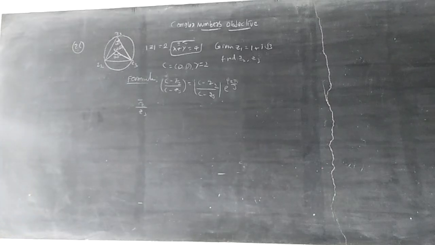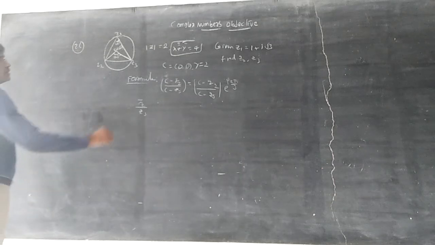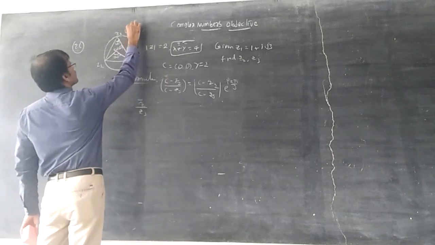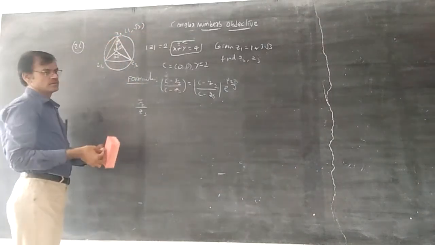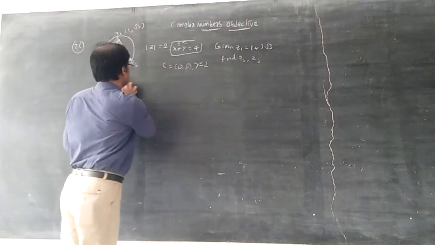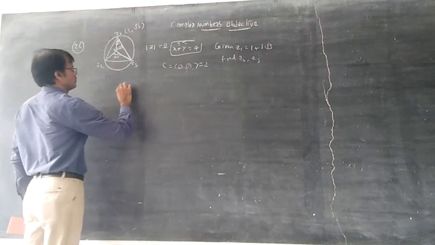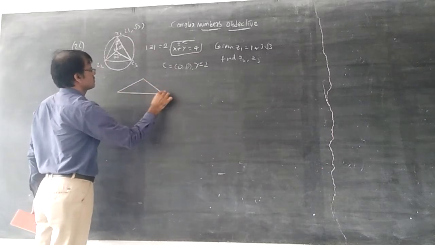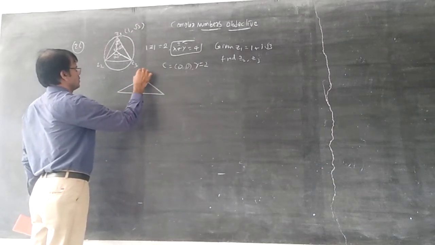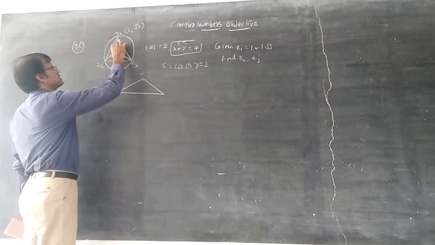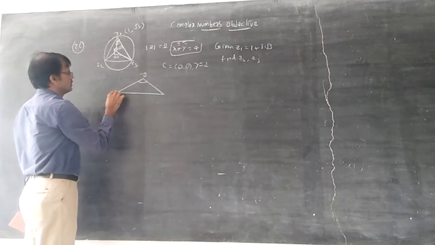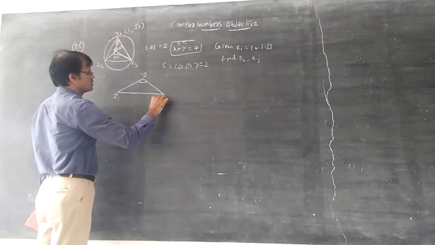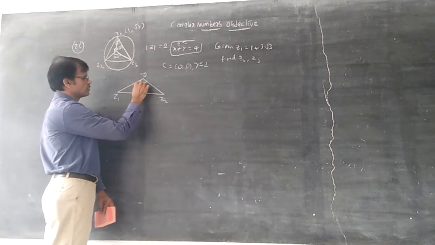Z2 by Z3 is not correct, students. One is given. So Z1 we can write 1 comma root 3. Use this concept. Here this is also 120. So write in here Z1 and write in here Z2. The angle at O is equal to 120.